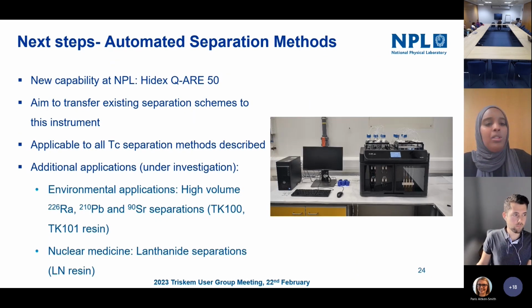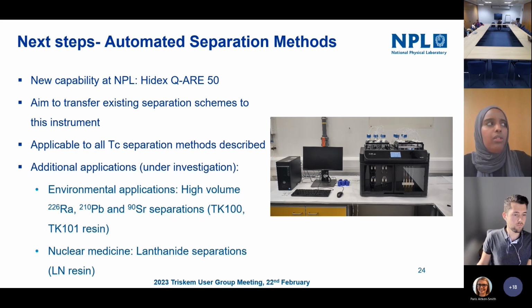But to end, I wanted to use this as an opportunity to plug a new capability that we have at NPL, where we're looking to transfer some of the existing methods that we've developed to a new automated system that we have set up in our group. Like was said in the previous talk, there's an interest to couple automated methods to ICP-MS, so we're really quite excited to see how this instrument helps us in the work that we're doing. And all of the methods that I've covered in today's talk are very well suited to automated separation.